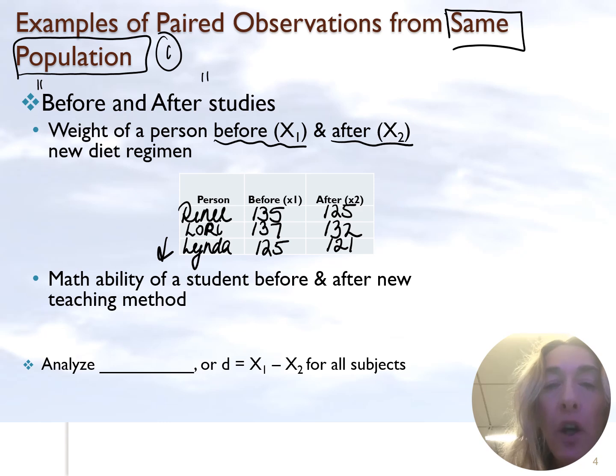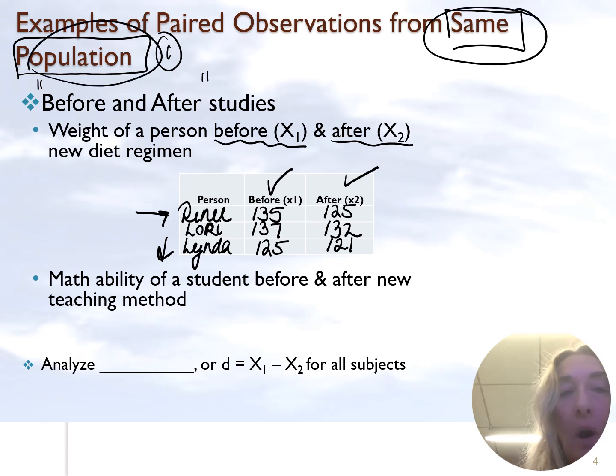Because the same person's measurements are taken both before and after, that's why we say these are paired observations from the same population, because the person remains the same both before and after. Renee's measurements are taken both before and after, and so on. Another really good example of a before and after study that you'll see a lot in the educational literature is where we're measuring the math ability of the same student, both before and after a new teaching method or something that we're trying out in the classroom.